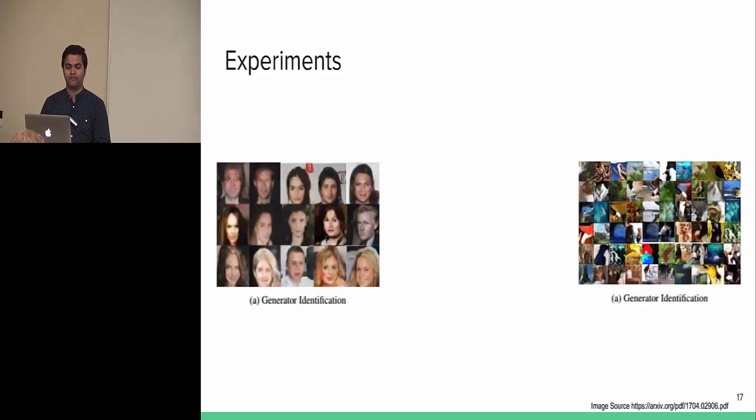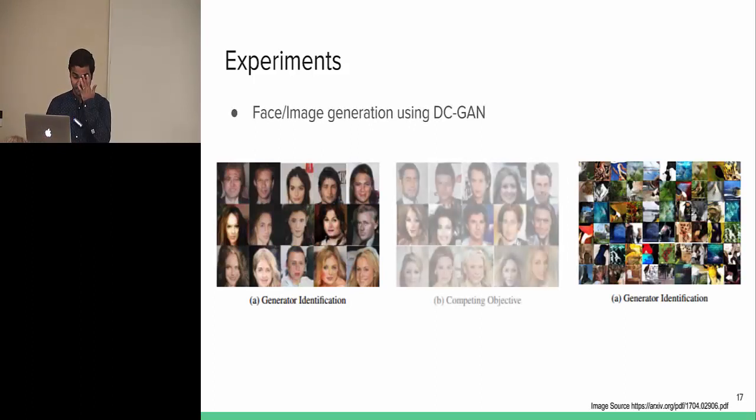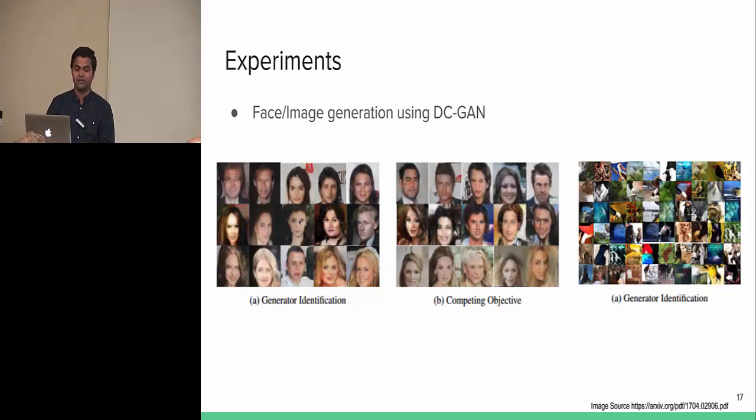And the next experiment that they have performed was on generating facial images using DC-GAN. The first column here shows the images that are generated when using a generator identification objective, and they have used the CelebA dataset here. Similarly, these are the images that are generated when using the competing objective. And they have also performed experiments on image generation using the ImageNet dataset. Here they have shown only results when the generator identification objective was used, and they mention that they did not get good results when the competing objective was used.